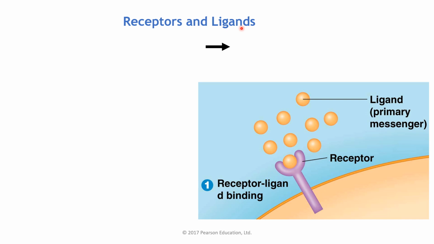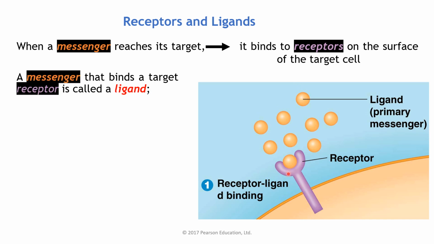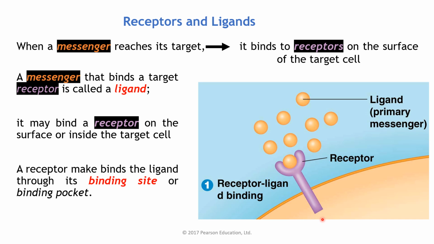Okay, last words that you will need to remember: receptors and ligands, because we will be talking a lot about different chemical signals. Remember that there is a messenger that binds to a receptor, and this messenger is called a ligand. The receptor has a target inside of the cell, and there is a binding site, or a binding pocket, that is very similar to the relationship of enzyme and substrate.